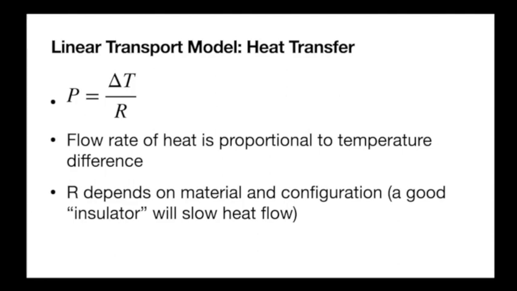So the greater the temperature difference, the higher the flow rate of heat. The greater the resistance, the lower the flow rate of heat. So this is a model that, even though we just started talking about it, we already pretty much know everything about it. And the value of R just depends on whatever the material and the configuration, right? If you're talking about the flow rate of heat between your body and the air around you, one resistor could be a shirt, one could be a puffy coat. They're both going to have different values of R.